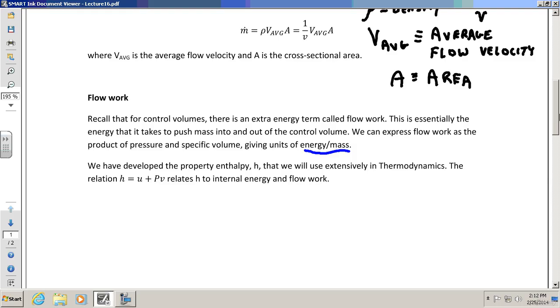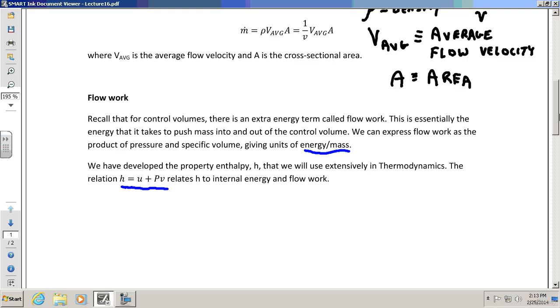So we developed this property called enthalpy, H. We developed this thing called H, and we use it a lot in thermodynamics. In fact, from this day forward, we're almost always going to use H, not U. We're going to use H because, as shown here, H is equal to U plus PV, and that PV term is the flow work. The only difference between H and U is the added term PV, which is flow work. Practically, what that means is when you have control volumes, when you have flow going in and out, you use H's instead of U's.